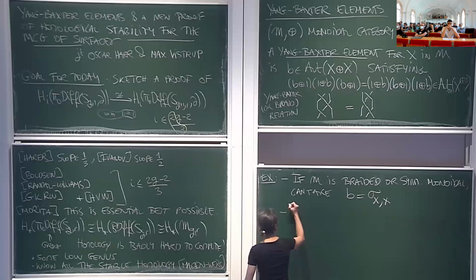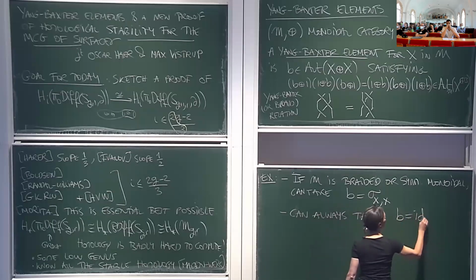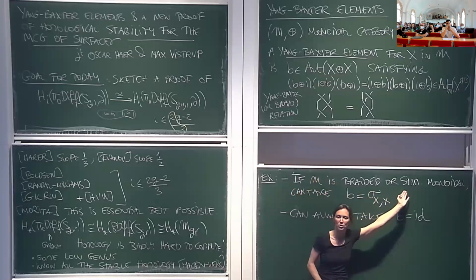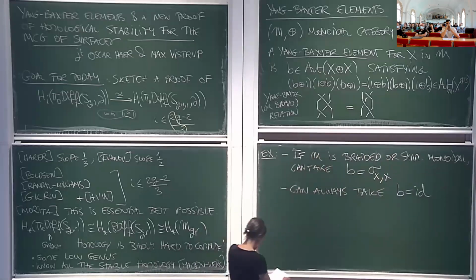The other standard example is you can always take B to be the identity on X. The identity definitely satisfies this relation. So what is the thing you should keep in mind? The main difference from braided or symmetric monoidal structures is that I dropped the naturality condition. I'm not asking this element to be natural. If I take the identity, it definitely does not satisfy the naturality condition of a braid.